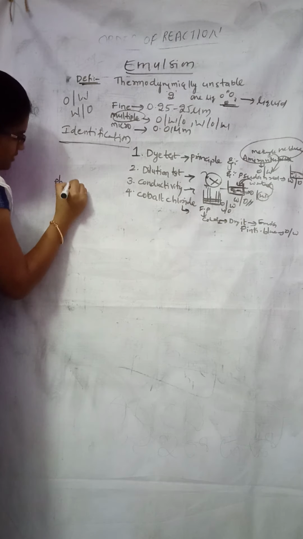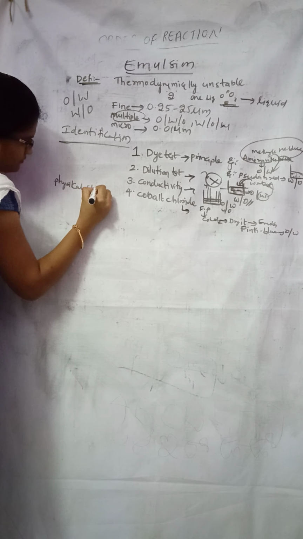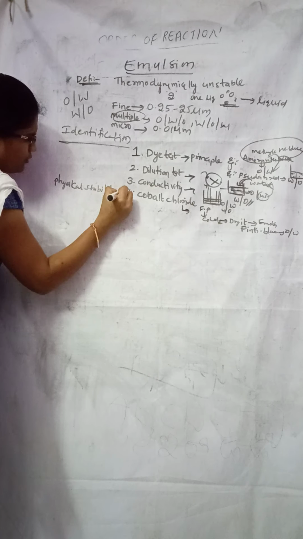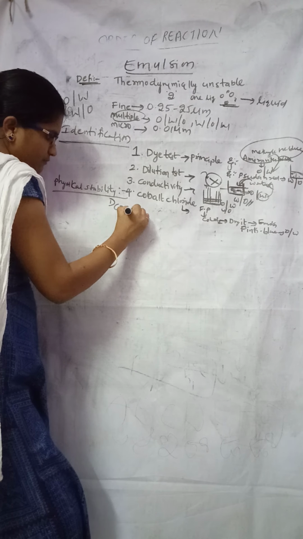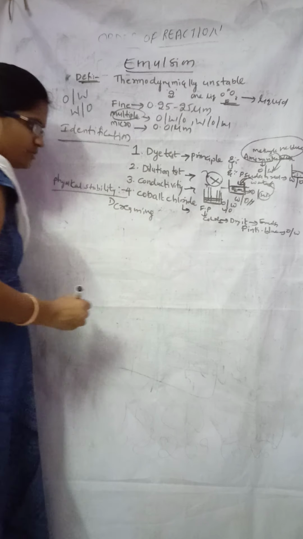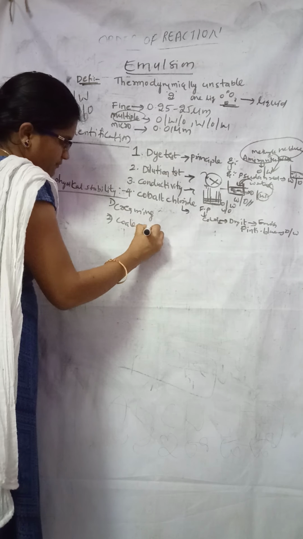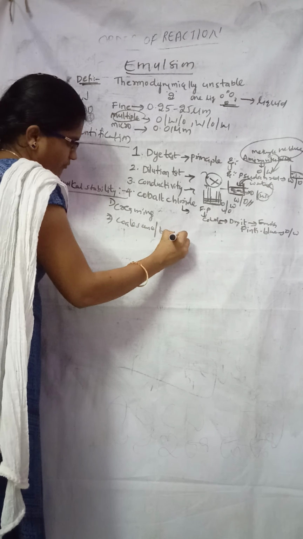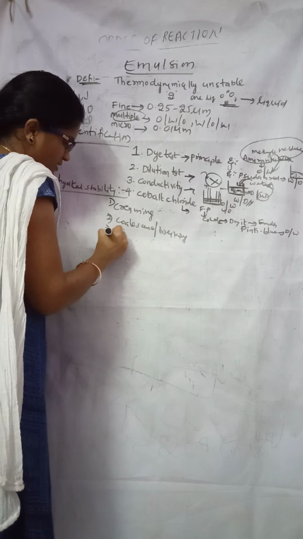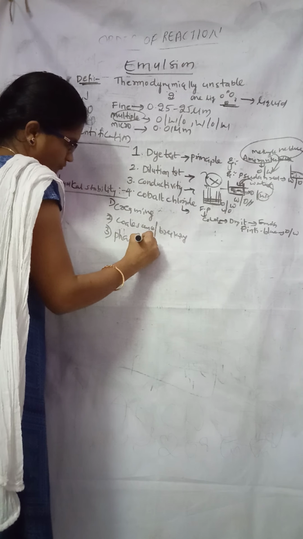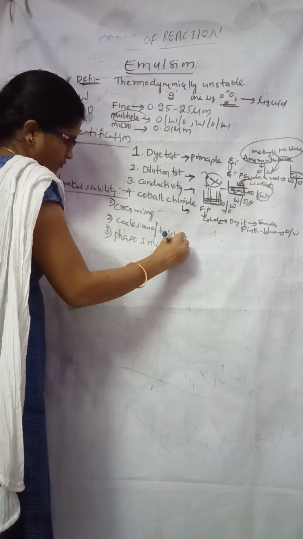Next we will see the physical stability. There are some problems while storing the emulsion. What are those problems? First one is creaming. Second one is coalescence or breaking. And next is phase inversion. Okay, so now we will see one by one.